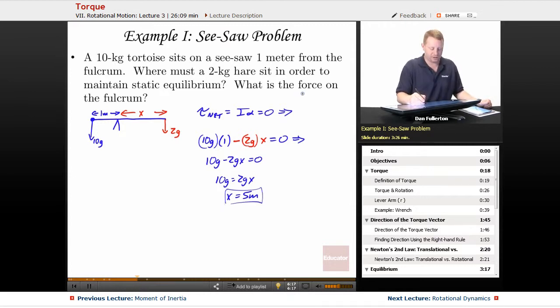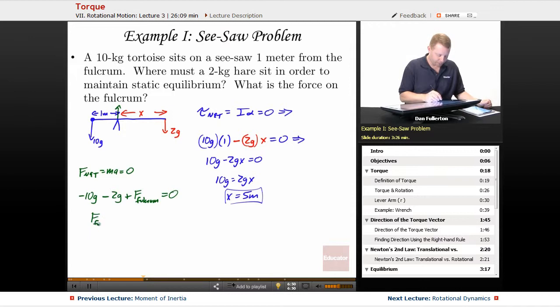And we have a follow-up question. What is the force on the fulcrum? Well, for that we can look at Newton's second law. In the translational world, net force equals mass times acceleration equals 0. And when we look at our forces, if we call up positive, we have minus 10g from our tortoise, minus 2g from our hare, and we have some force up from our fulcrum, so plus the force of our fulcrum. And all that must equal 0.